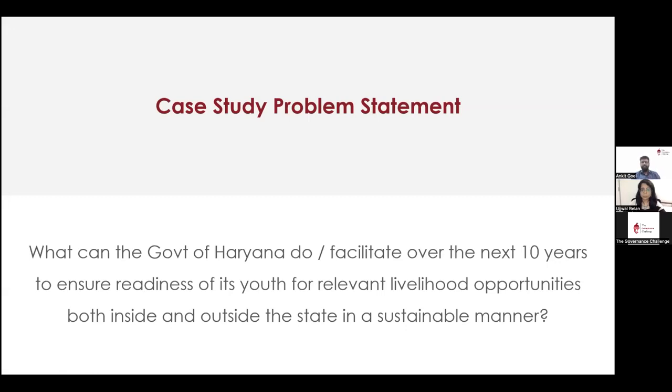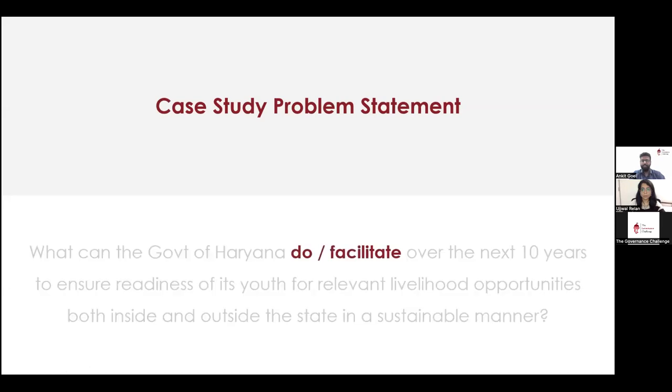So the detailed problem statement reads something like this. What can the government of Haryana do or facilitate over the next 10 years to ensure the readiness of its youth for relevant livelihood opportunities, both inside and outside the state in a sustainable manner, right? Let me point out some keywords here and let me explain those so that all of us are on the same page regarding those. The first thing is do or facilitate.